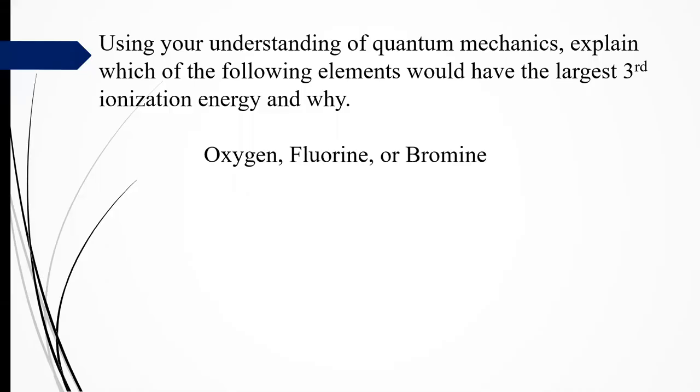Okay, and so for our last question, what we have here is explain which of the following elements would have the largest third ionization energy and why. So when we look at these, the third ionization energy, we have bromine, and it's going to be losing its third electron from the 4p orbital. Fluorine will be losing its third one from the 2p. Oxygen from the 2p as well.